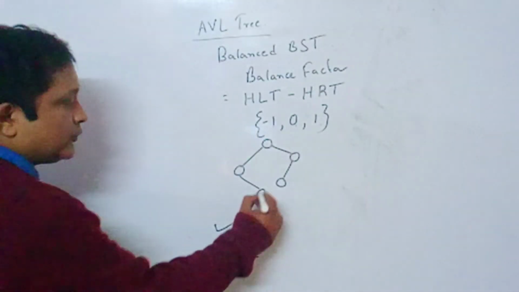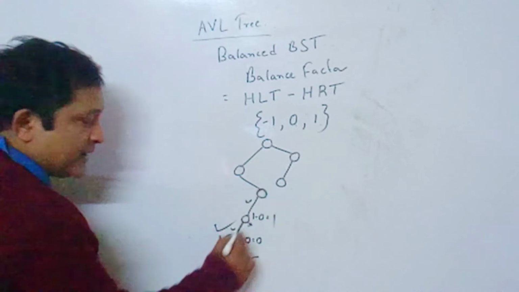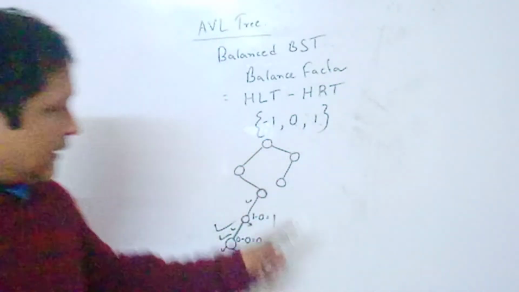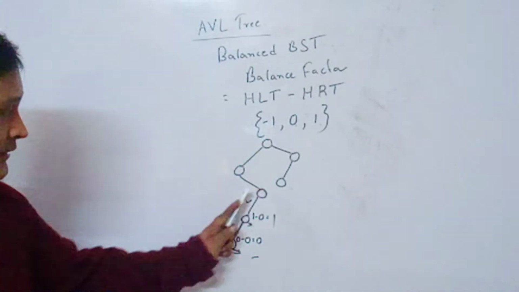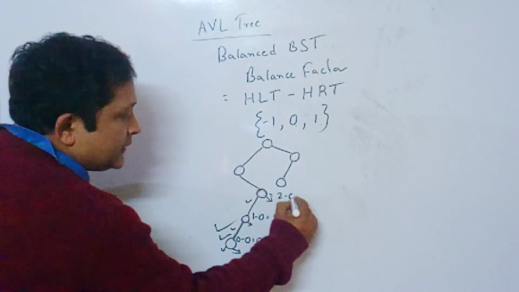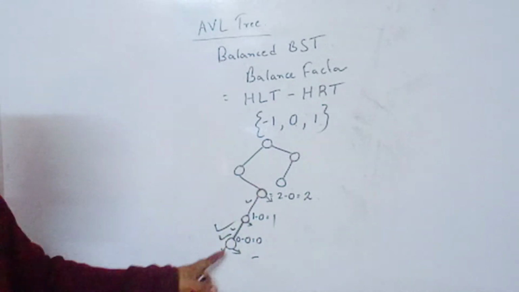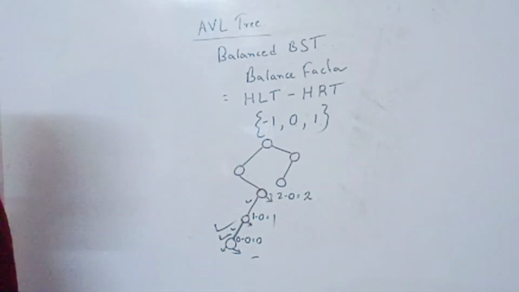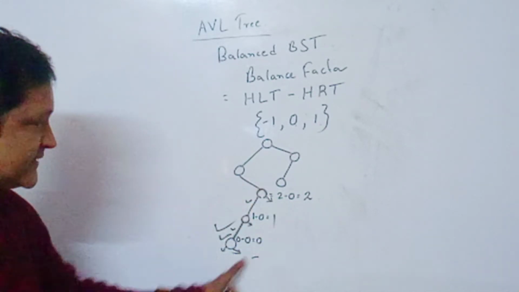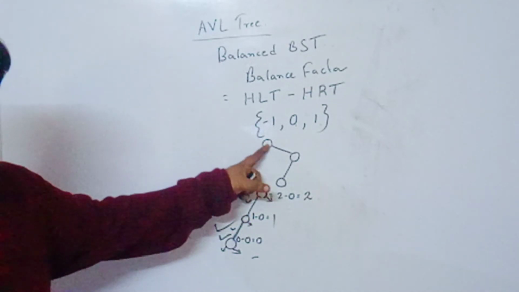Now for this particular node, the height of the left subtree is 2, because it passes through two edges to reach the last level. So the height of the left subtree is 2, the height of the right subtree is 0. So the balance factor is 2 minus 0, that is 2. So this is unbalanced. We can say this node is unbalanced. So the tree having this node as root node is unbalanced. And so we can say this node is also unbalanced.